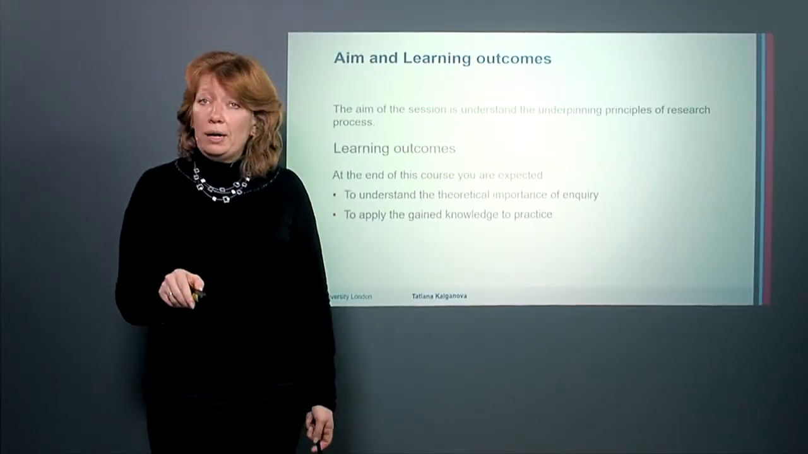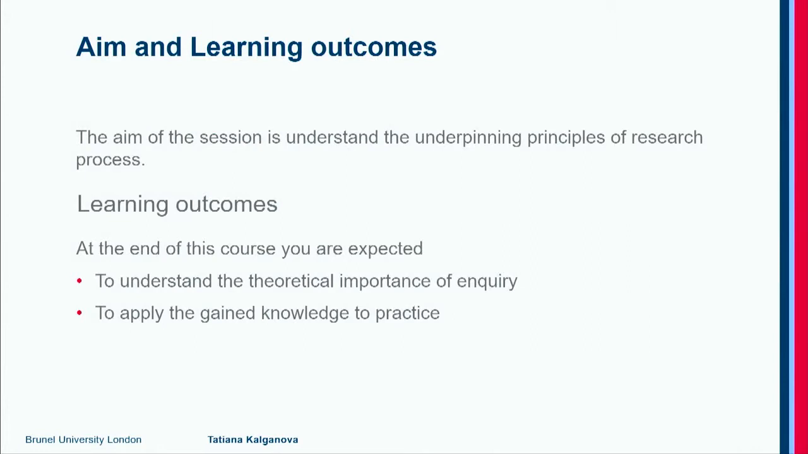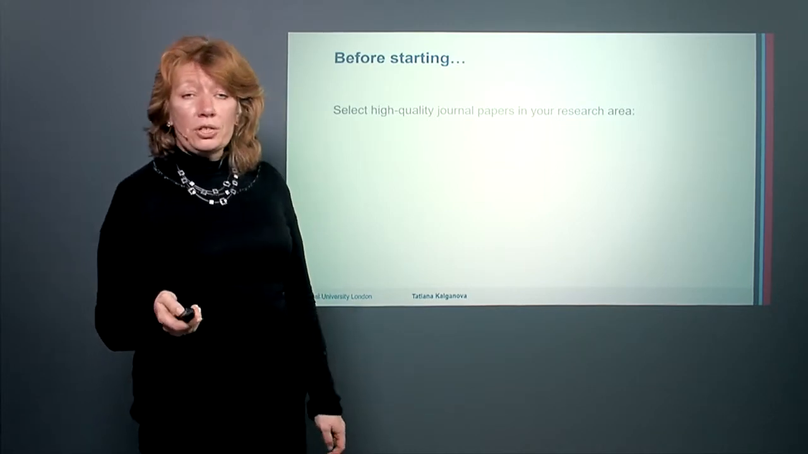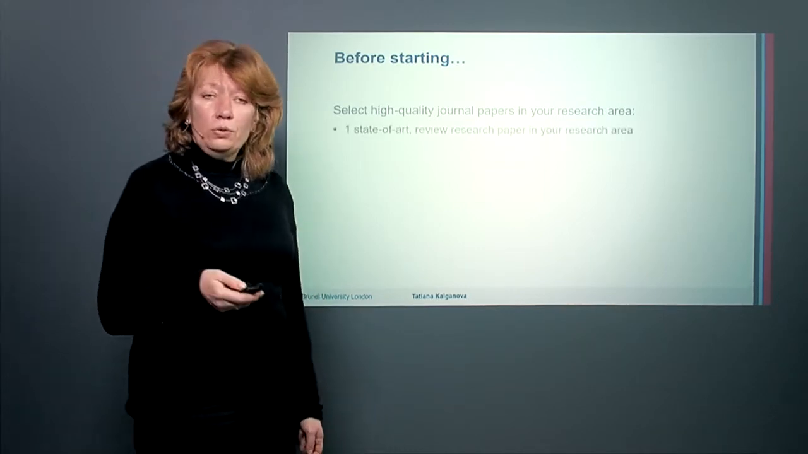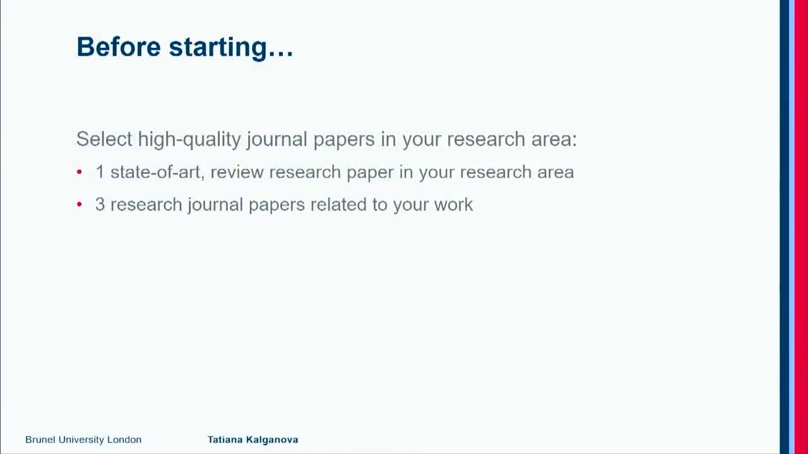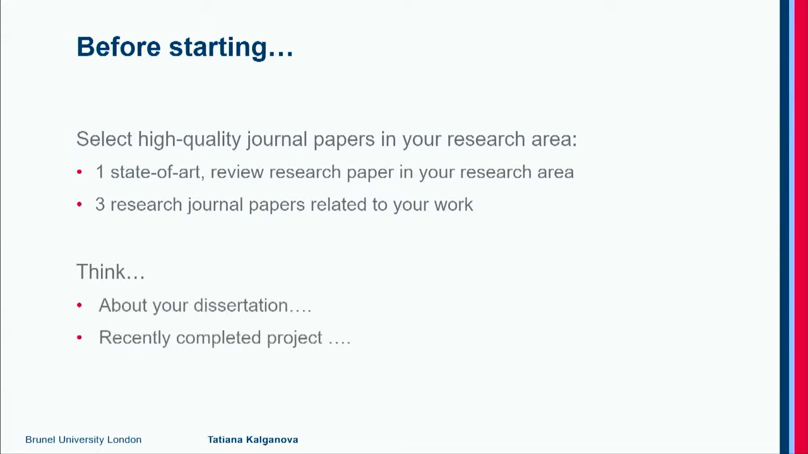So, our aim of this lecture is to understand the principles of the research process. What are the main steps? And as a result, in your learning outcomes, you will learn what needs to be focused on when you're doing research on your own. Before starting, as usual, you need to have in front of you high-quality research papers on state of the art, on literature review, three journal papers in your area, as well as think about your dissertation or recently completed project.